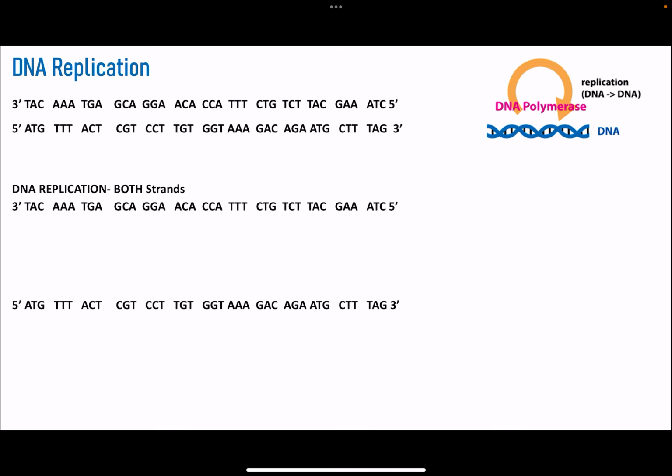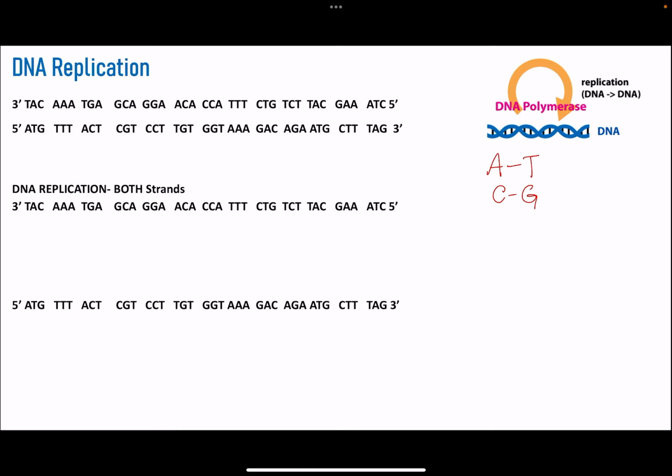DNA polymerase is the main enzyme that is going to replicate both of our strands. And remember that during DNA replication, we are making DNA out of DNA. So we're going to maintain all of the same nucleotides. Remember that A always pairs with T and C always pairs with G. Again, if we know one, we know the opposite strand. And what we should end up with is two identical daughter strands that are not only identical to one another, but identical to the parent strand.